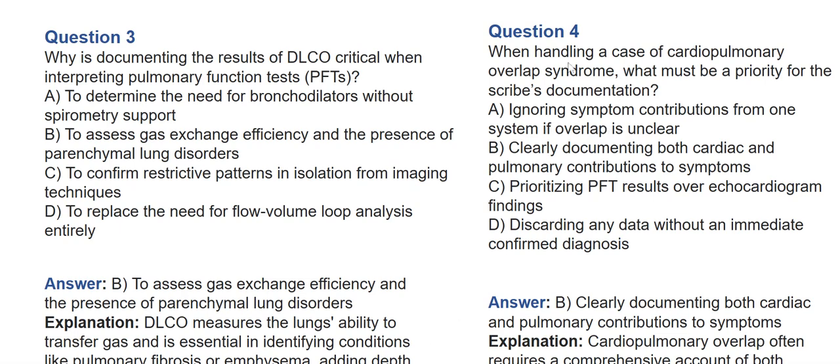Question 4. When handling a case of cardiopulmonary overlap syndrome, what must be a priority for the scribe's documentation? A. Ignoring symptom contributions from one system if overlap is unclear. B. Clearly documenting both cardiac and pulmonary contributions to symptoms. C. Prioritizing PFT results over echocardiogram findings. Or D. Discarding any data without an immediate confirmed diagnosis. Answer is B. Clearly documenting both, as cardiopulmonary overlap often requires a comprehensive account of both symptoms to ensure providers develop accurate cross-disciplinary treatment strategies.